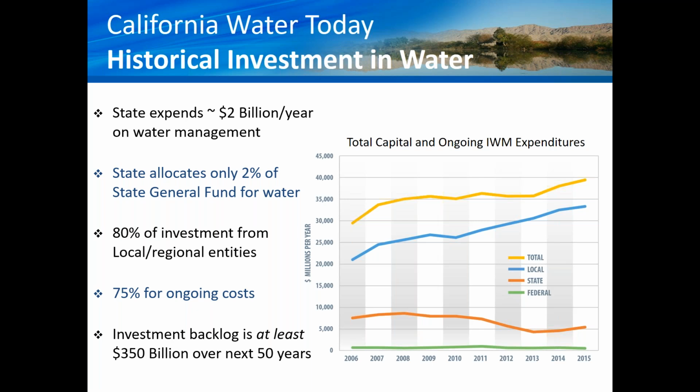75% of these costs are for ongoing costs, so that would be O&M, and planning falls into that realm as well. And then the investment backlog is at least $350 billion over the next 50 years is what we've come up with. Now, this is all information that was generated from a survey of all the proposed projects that are out there.